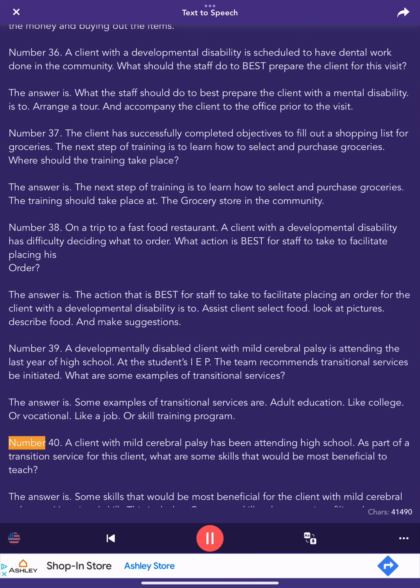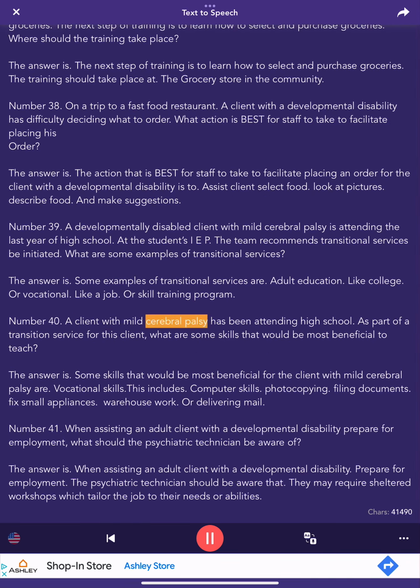Number 40. A client with mild cerebral palsy has been attending high school. As part of a transition service for this client, what are some skills that would be most beneficial to teach? The answer is, some skills that would be most beneficial for the client with mild cerebral palsy are vocational skills. This includes computer skills, photocopying, filing documents, fixing small appliances, warehouse work, or delivering mail.